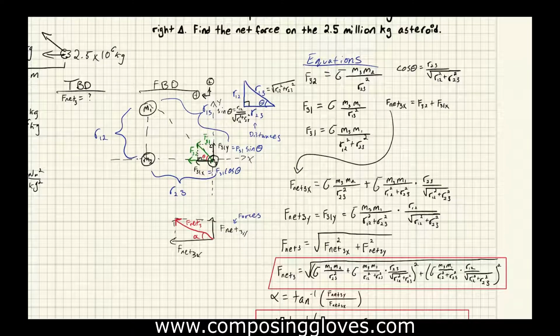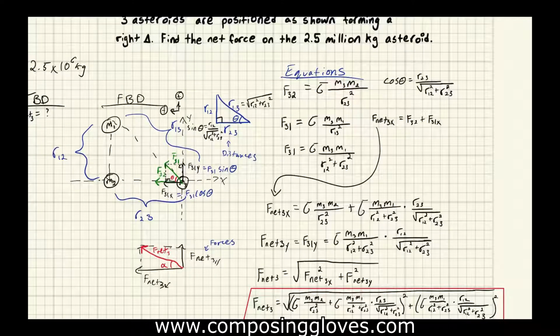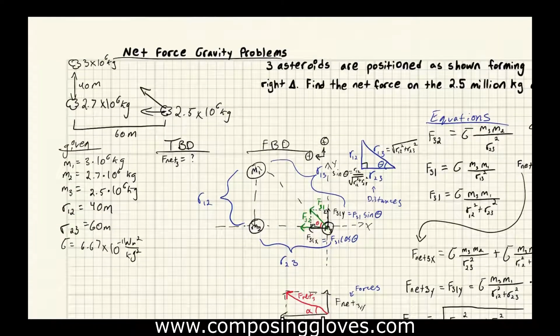We could write this. Well, I don't want to blow you away quite yet. So let's go ahead. Let's just start solving this one step at a time. But basically, that's what we're aiming for. It's what we're looking for. So we say, okay, we're given these three asteroids and we're given two distances. And we're told that they form a right triangle.